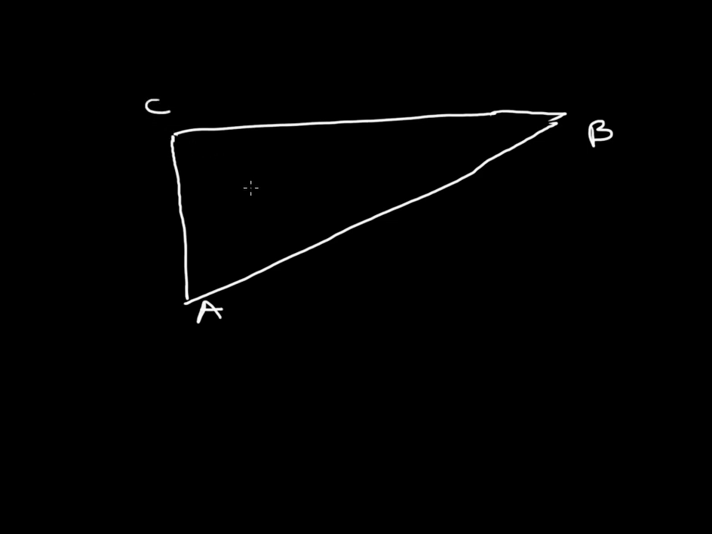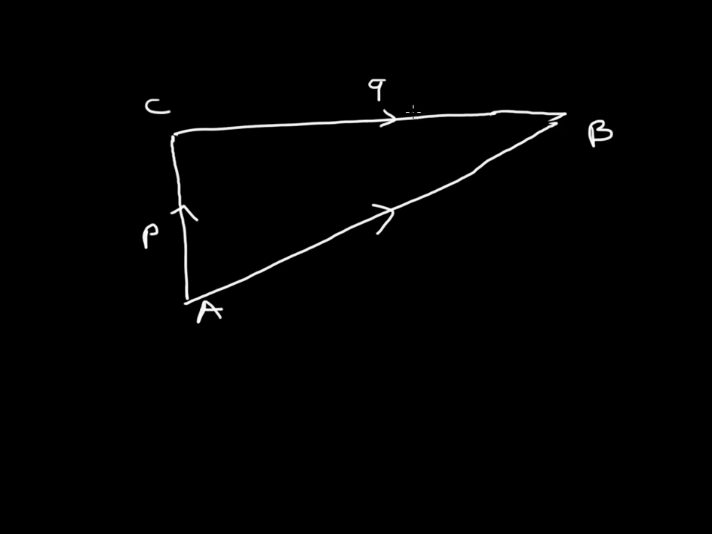Right now, this is not yet a vector. Why? Because it has no specific direction. But now it has a direction, so we can call this a vector. So let's label the vector AC, P. Now let's label the vector CB, Q.